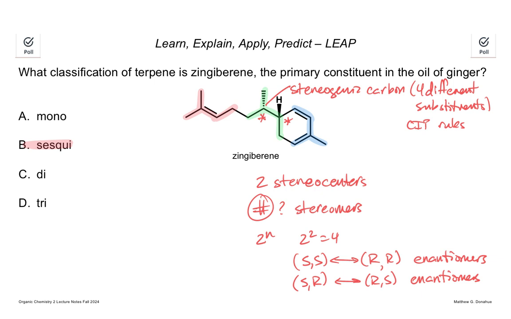Again, for enantiomers, every S has to flip to R, and every R has to flip to S. But for diastereomers, at least one of the designations has to change. So SS is a diastereomer to SR. And that's represented structurally by these wedges and dashes having to change.